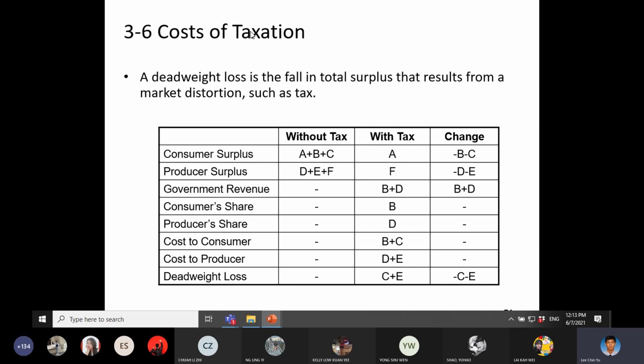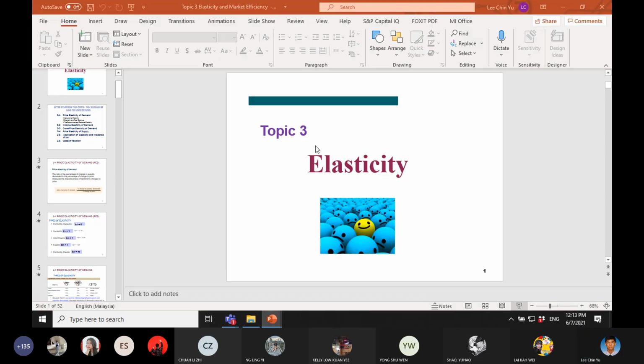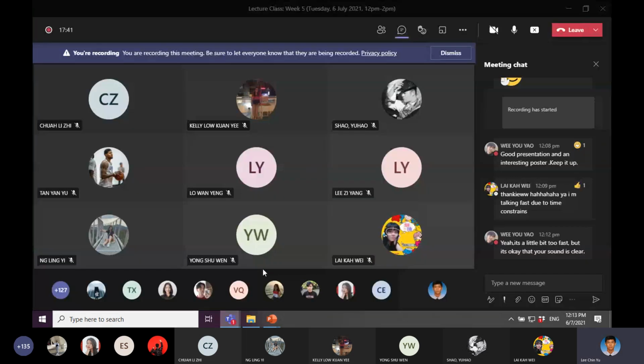And from the taxation, we also understand that we have a deadweight loss. The deadweight loss is equal to the area C plus E. So this is the thing that we covered last week. Any problem?